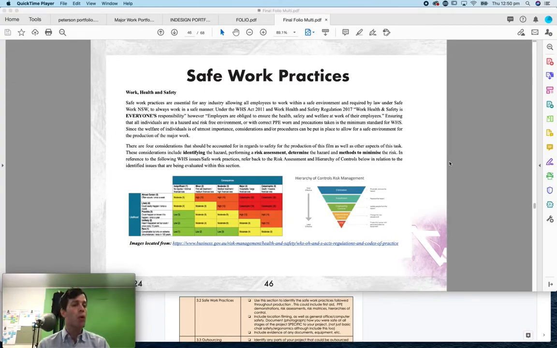Safe work practices is a really important section of your portfolio. It gets marked separately from everything else, just like the statement of intent does, and there are special marks just for your safe work practices section. So it's really important that you take a lot of time in here.